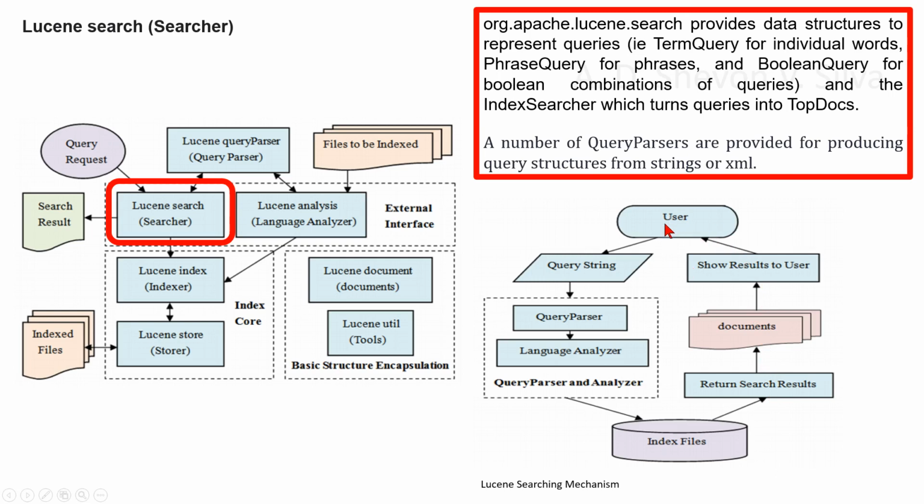Here user is connected to query string. Query string is connected to query parser and analyzer, which has query parser and language analyzer. Query parser is connected to language analyzer. Query parser and analyzer is connected to index files. Index files are connected to return search results. Return search results are connected to documents, and documents are connected to show results to user, and show results to user is connected to user.